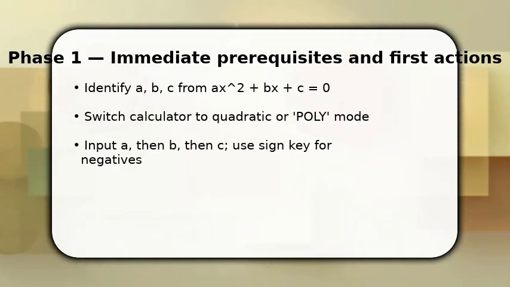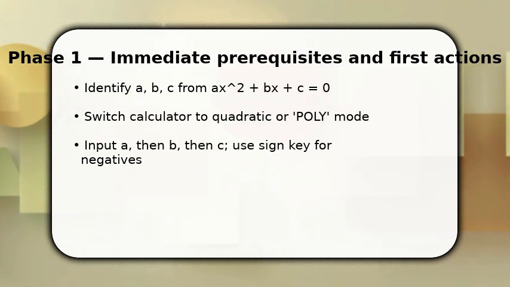You start by entering coefficients. Press the quadratic or polynomial solver mode now. Once you see prompts for a, b, c, type the numeric value for a and confirm. This establishes the leading term which controls parabola width.